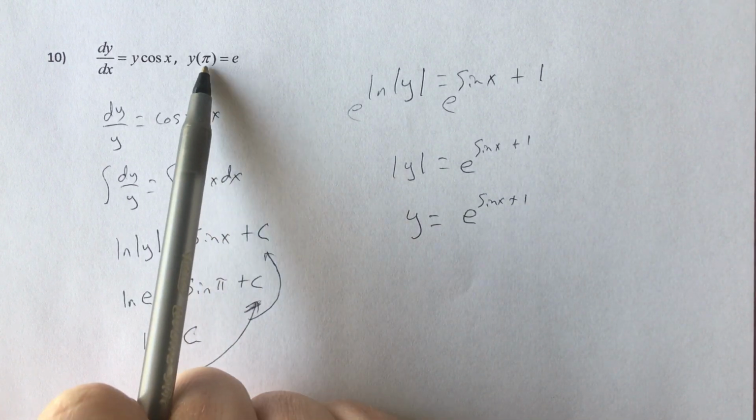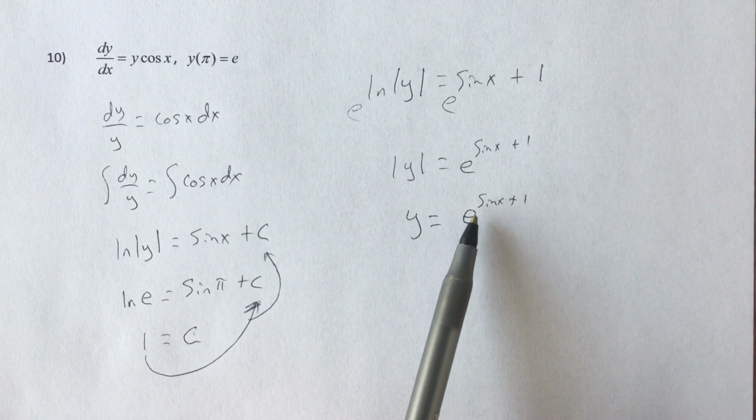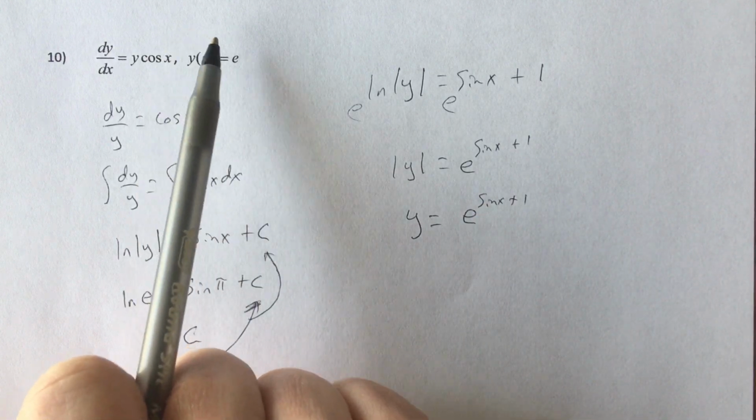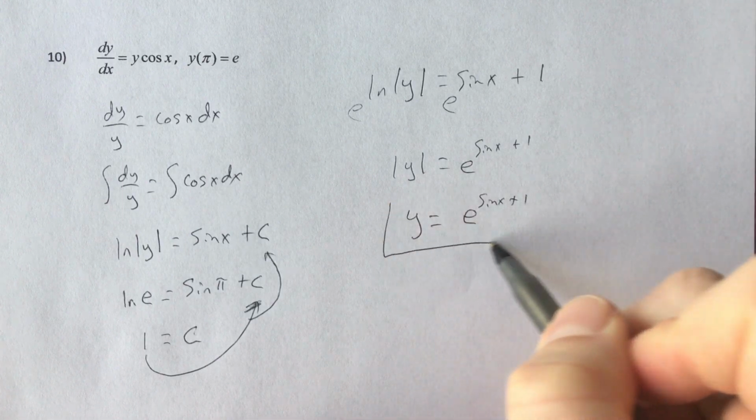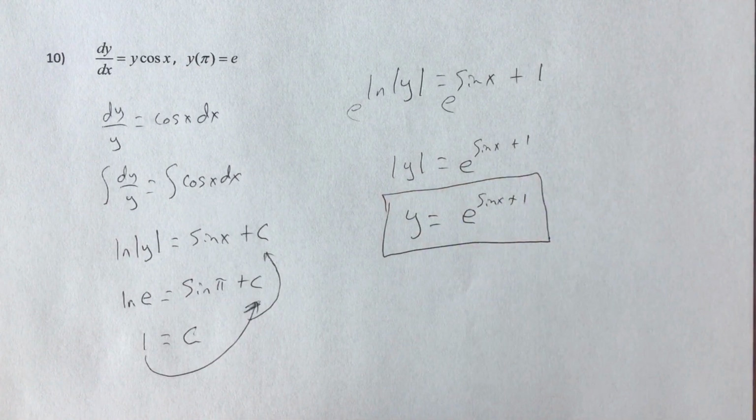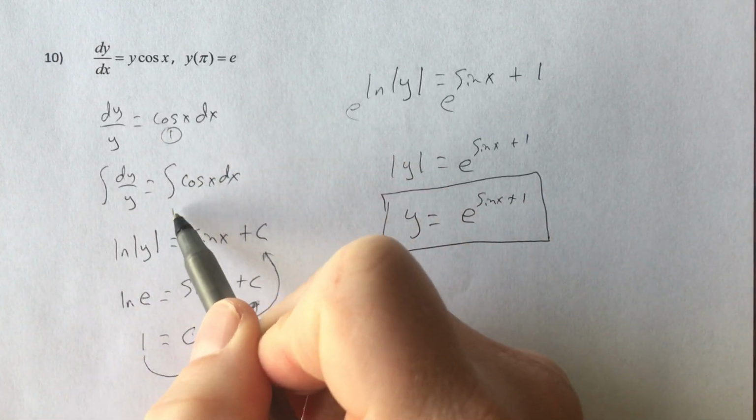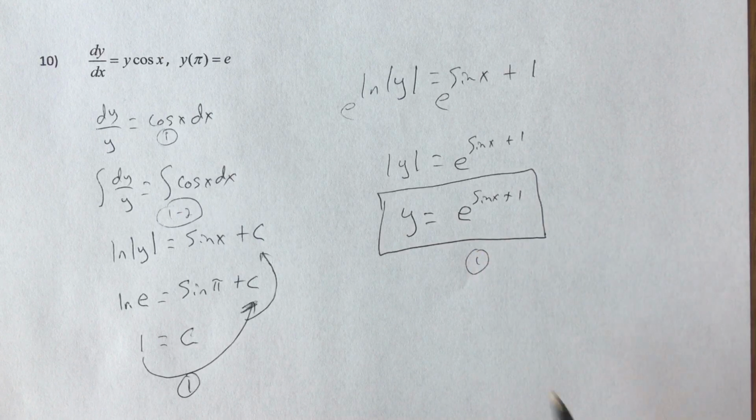So if I put pi in for x in the sine, I get 0 plus 1. So I get e to the first, which is e, and that's exactly what I want. And so I want to keep this positive. I don't want it to be negative. And then that's our solution. Again, you'd get a point for the separation, 1 to 2 points for the integration, 1 point for the c, and 1 point for there.